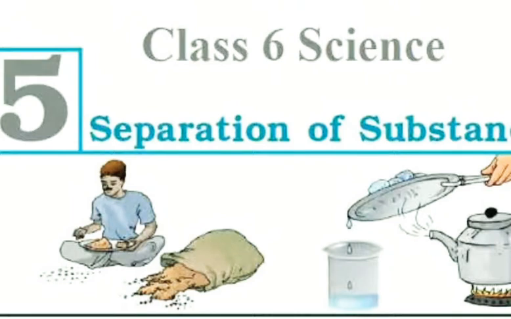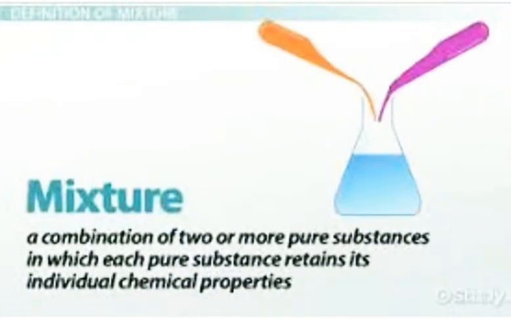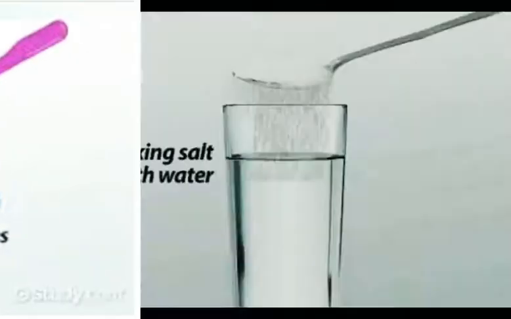Now most of the things around us like air, seawater, soil, rock, milk and paints are mixtures. So what is a mixture? A mixture is a substance that contains two or more pure substances mixed together in different proportion. When two pure substances are mixed together in different proportion, that is called a mixture. The substances that are mixed to form a mixture are called the constituents or components.